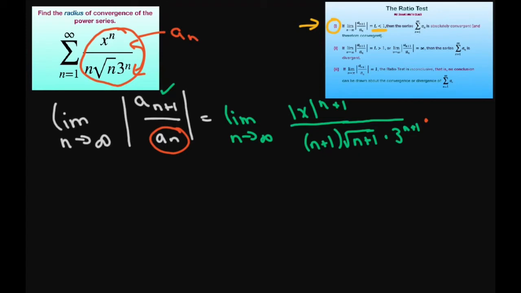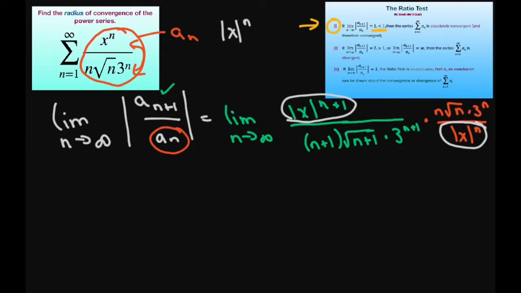All right, so you're just going to copy that down: n times the square root of n times 3 to the power of n divided by absolute value of x to the power of n. All right, so let's take care of this piece right here. Let's simplify all this. So absolute value of x to the power of n plus 1 divided by absolute value of x to the nth power is just absolute value of x to the power n plus 1 minus n. So that just gives you absolute value of x.